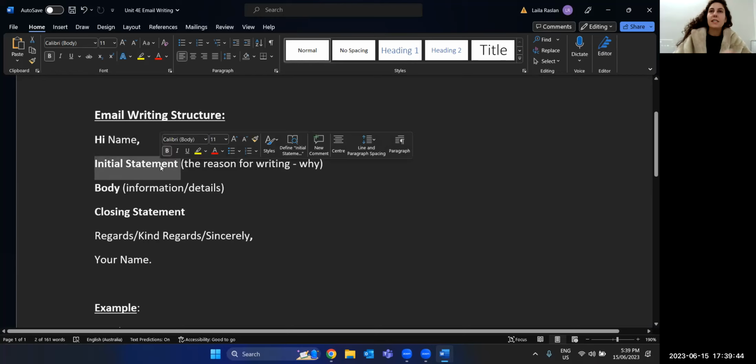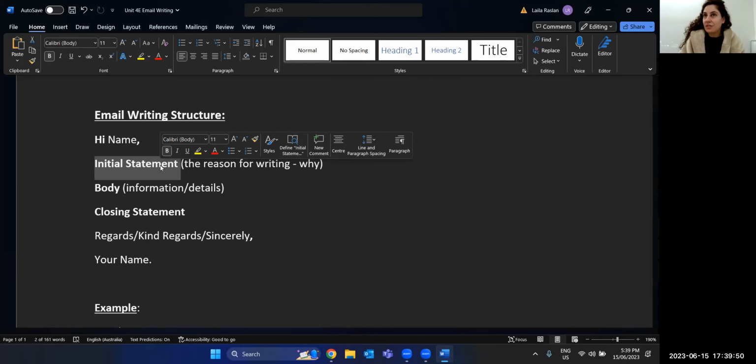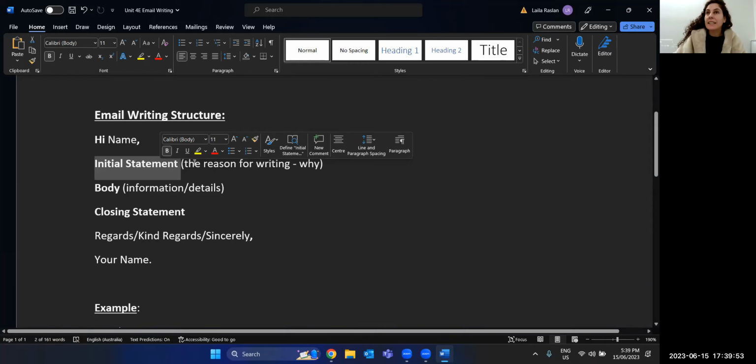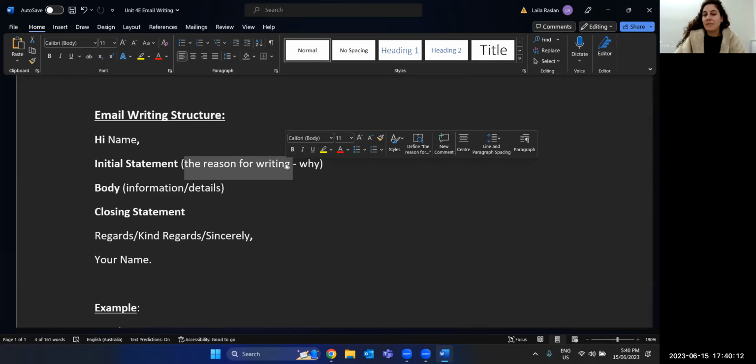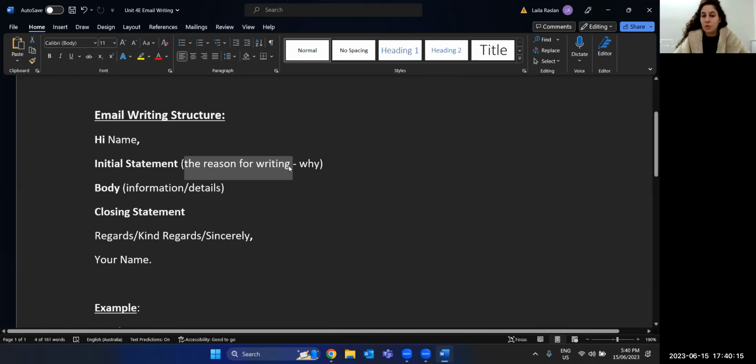Then you have this part, which is called an initial statement. It says the reason why you need to write the email. So maybe, I need to tell you about the meeting that is happening next week. I don't give details, but I just say why I'm writing to you. Maybe it could be I'm writing to give you some information about the upcoming changes to the schedule. It's not details, but just enough information, a sentence to say why I am writing to Mary.